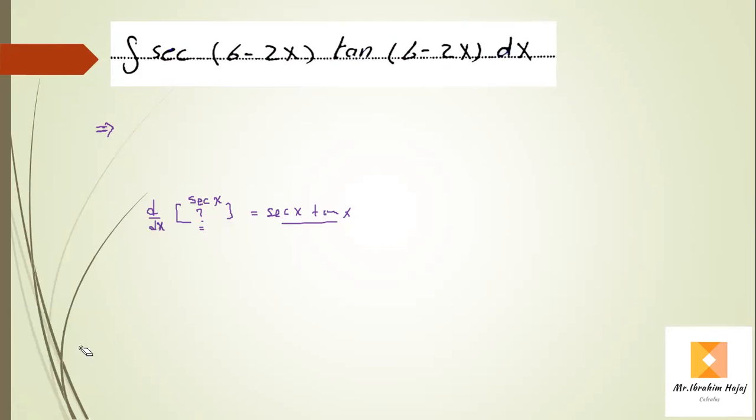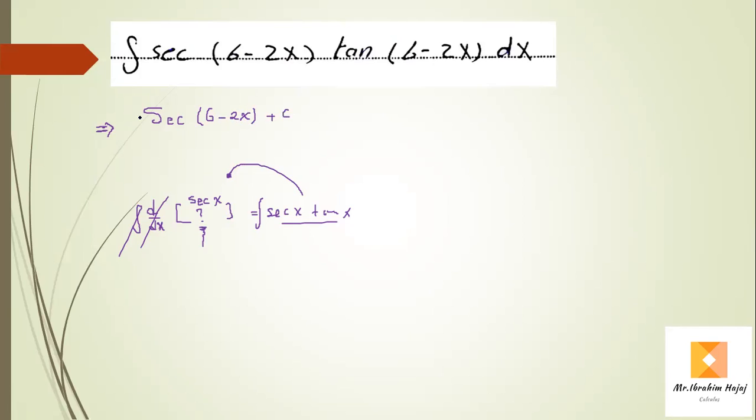So the integral of secant (6 minus 2x) tan, equals secant. If you take the integral of secant x tan x, it gives secant. Take the integral of both sides and cancel out the integral with the derivative, which gives the function itself, secant x. So the integral of secant tan is secant, the same angle (6 minus 2x), plus c.